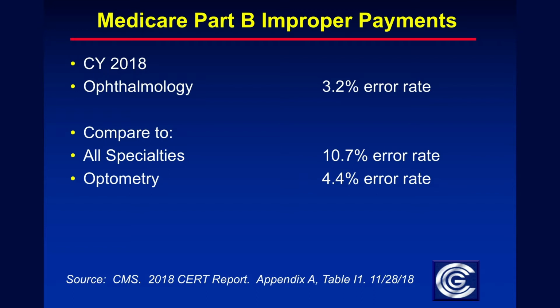Among all specialties, ophthalmology can be proud of the accuracy of their claims for reimbursement and a low error rate. For calendar year 2018, the overall error rate for ophthalmology was 3.2%. Optometry did not do as well. Their error rate was 4.4%. For all specialties, the average error rate was 10.7%, which is significantly higher than ophthalmology and optometry.